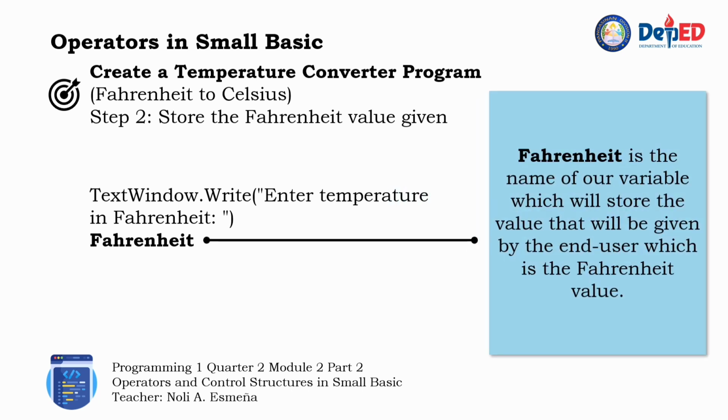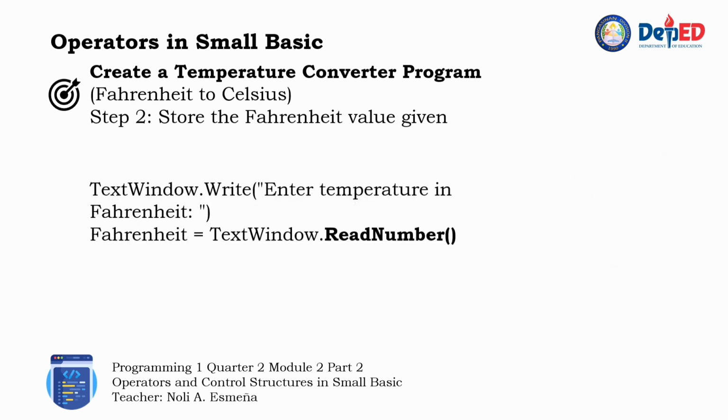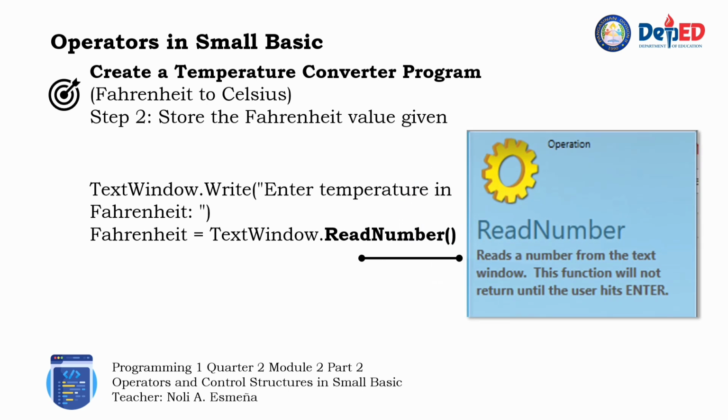The second step of our program is to store the data that will be given by the user. To do that, we will introduce a variable named Fahrenheit. The variable will be followed by the text window. The object text window will allow us to use the operation read number, which will allow our variable Fahrenheit to read the number that will be provided by the end user.